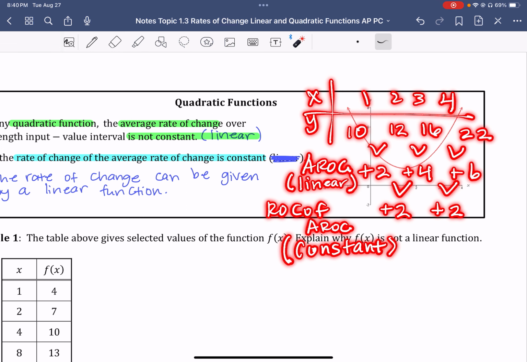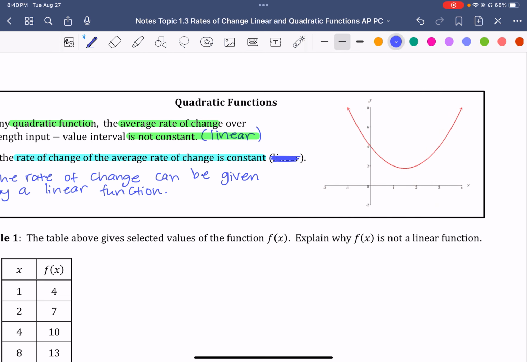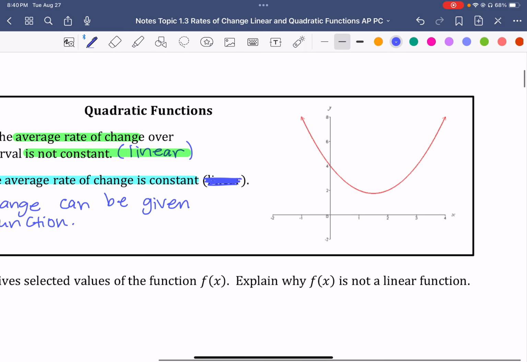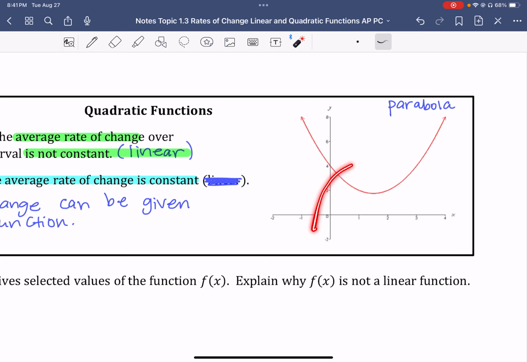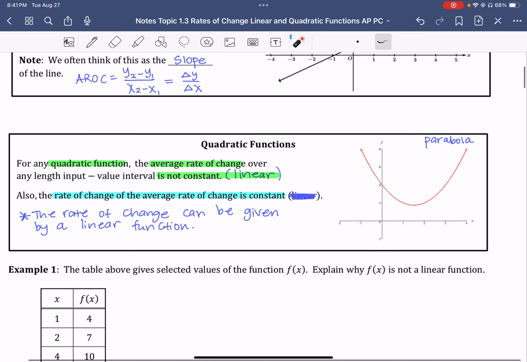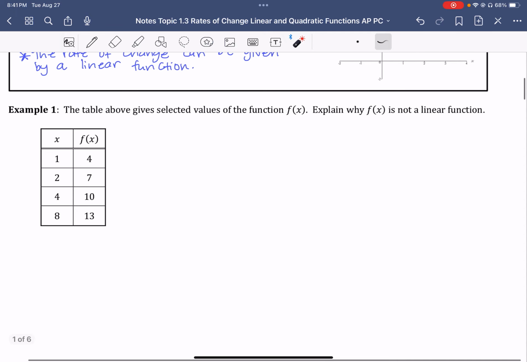So if you repeat the process 2 times and your rate of change of your average rate of change is constant, then that function is quadratic, okay? For quadratic functions, again, the average rate of change is linear and the change in the rate of change is constant. Now I inserted a picture of what a quadratic function looks like. Just as a refresher, the shape of this graph is a parabola and it could open upward or downward, so it could also look like this. It just depends what the function is exactly, okay?